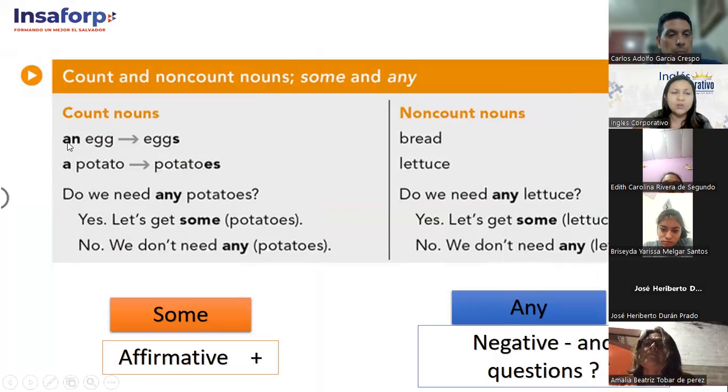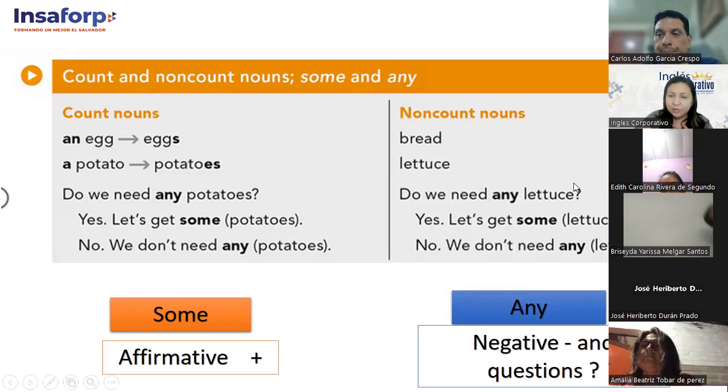Now, that is summarized in the next slide, as you can see here. Remember, with count nouns, we can use an or a, which means only one. An egg, a potato, a tomato, a cookie, right? So in questions, do we need any potatoes? Yes, let's get some. No, we don't need any potatoes, as you notice. Affirmative, negative. And with non-count nouns, we can also use any and some. For example, bread and lettuce. But we cannot say a bread, a lettuce, a milk, a coffee. No, because those are non-count nouns.